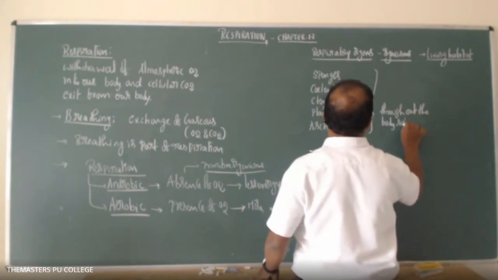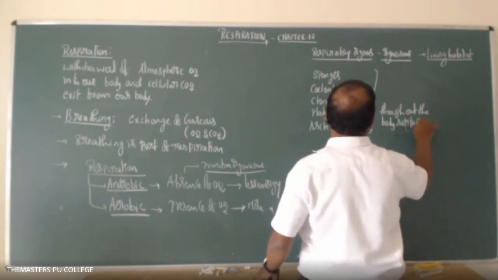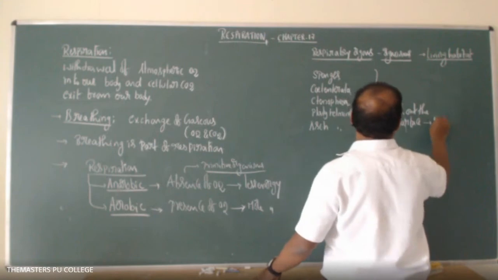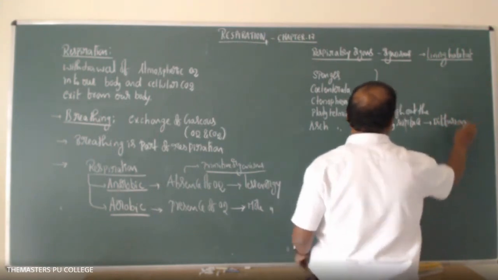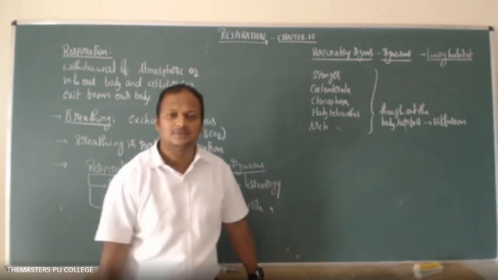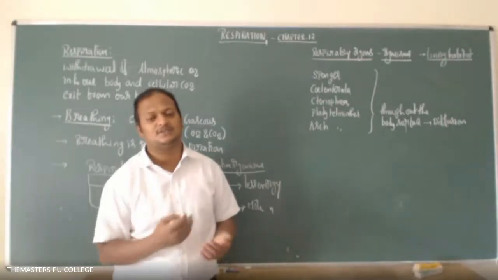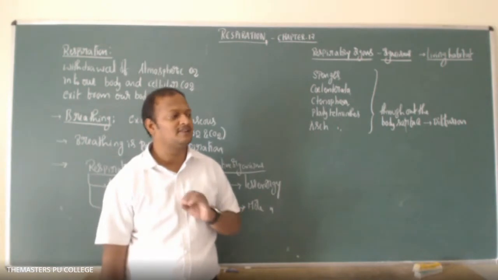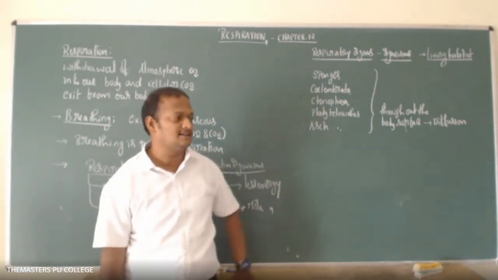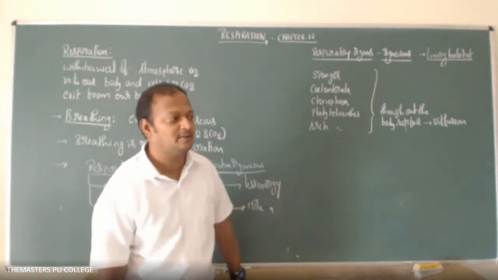Respiratory organs are not present; respiration occurs throughout the body surface. By which process, students? By the process of diffusion. What is the meaning of diffusion, students? Exchange of gases. Diffusion means exchange of gases. Okay. There is no development of any type of respiratory organs in these organisms. Special respiratory organs are not developed.